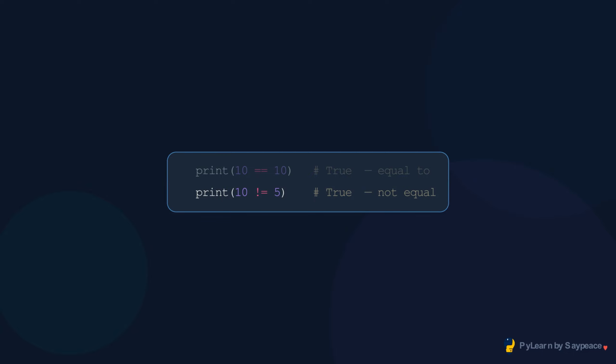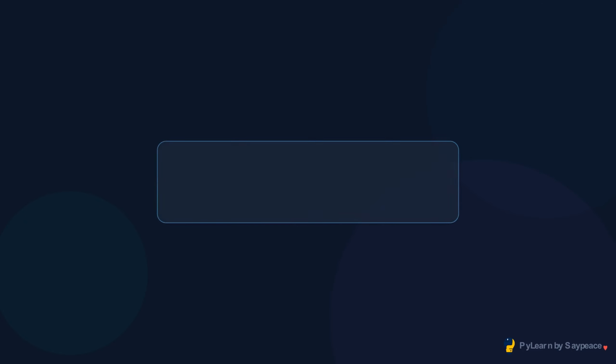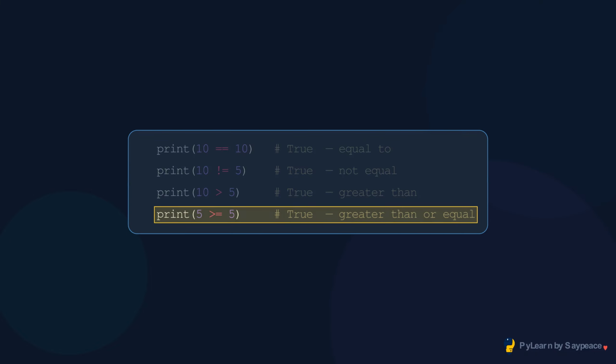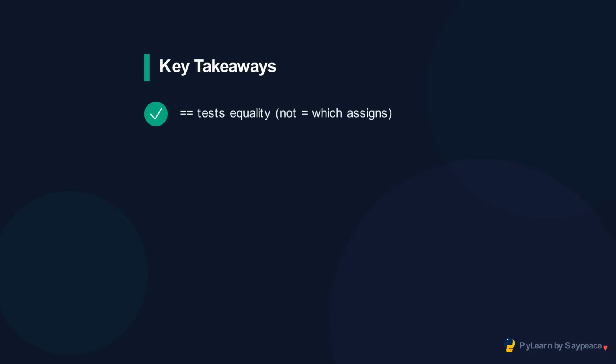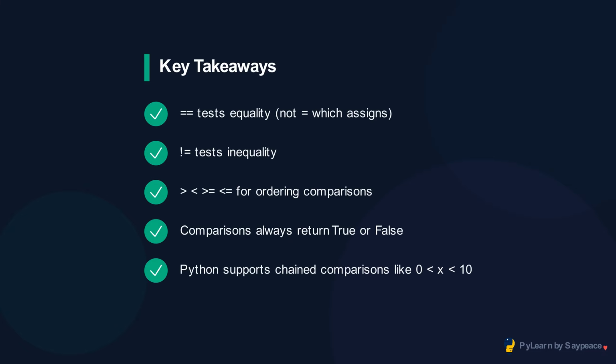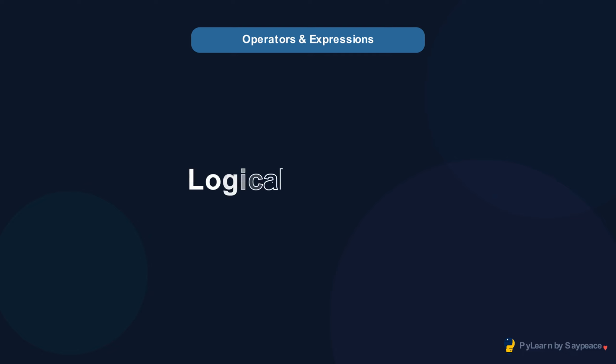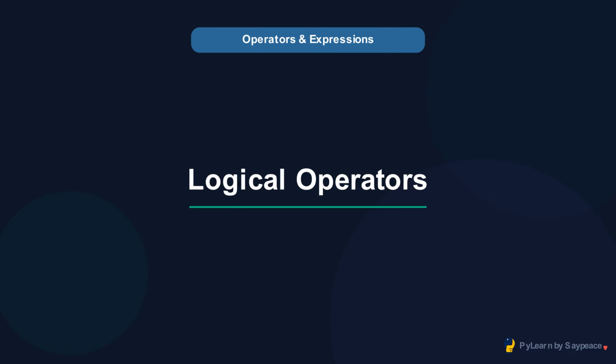Exclamation equals tests inequality. Greater than and less than work as expected. The boundary is included when you add the equals sign. Python allows chained comparisons. This checks both conditions at once. It reads naturally. Is age between 18 and 65 inclusive? Every condition in every if statement and loop uses these operators. Know them cold.